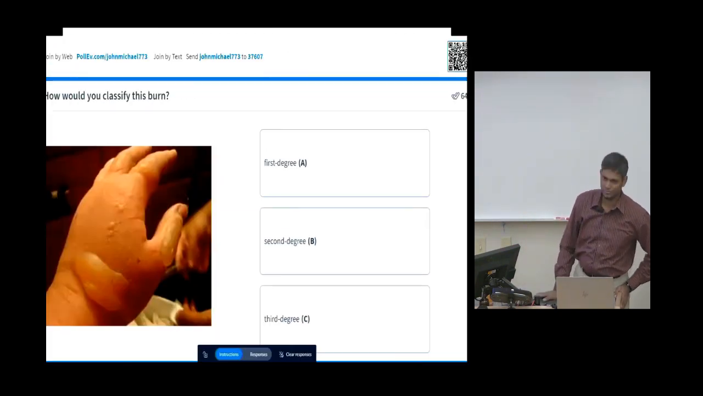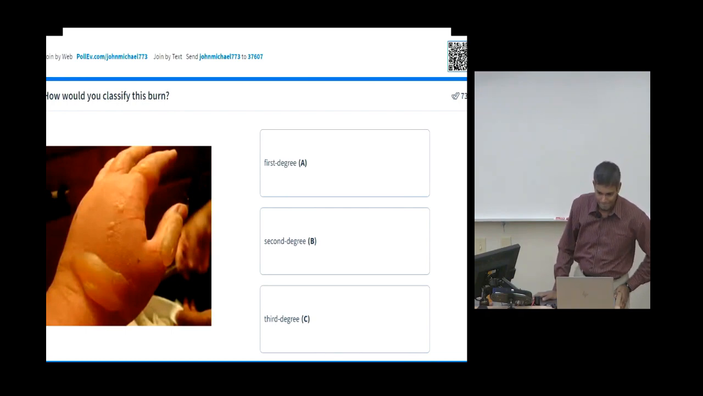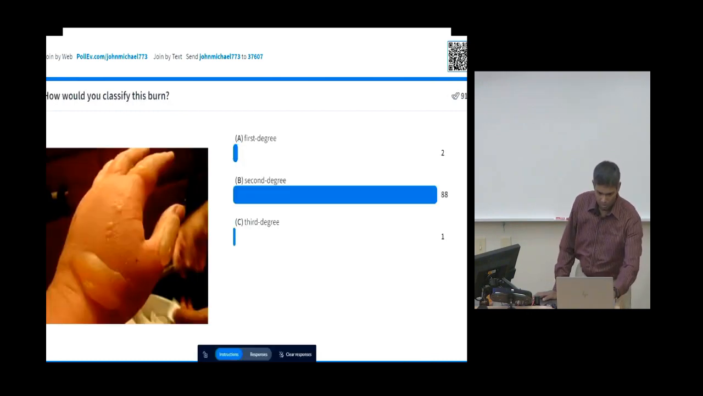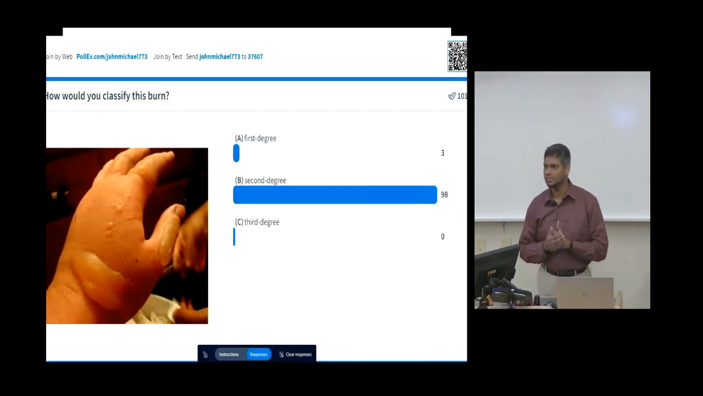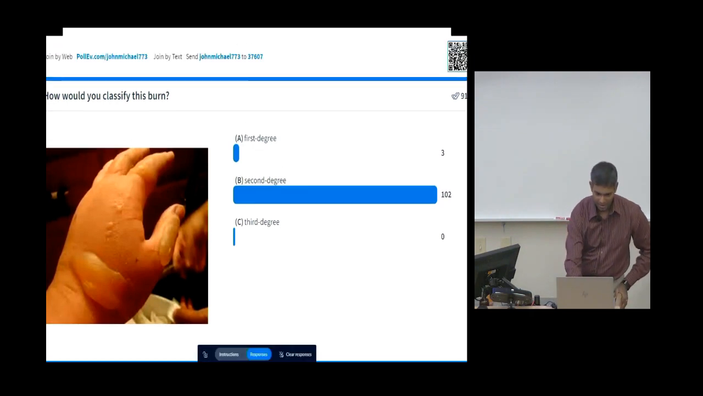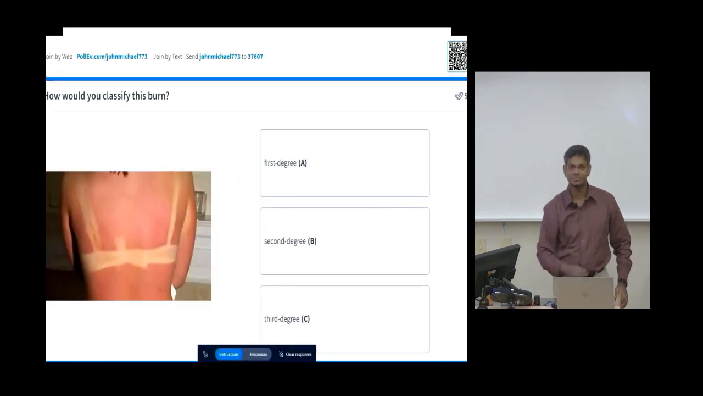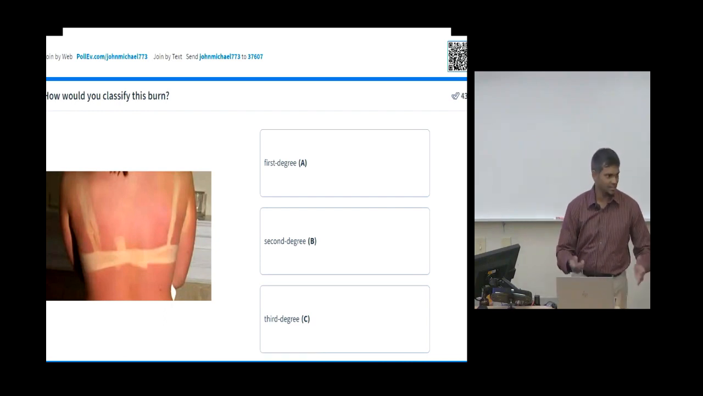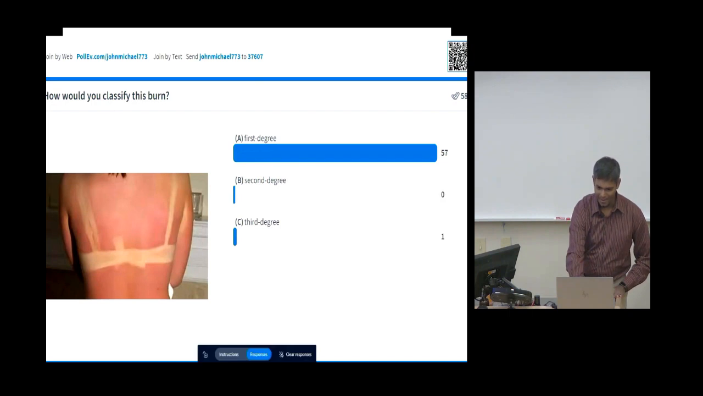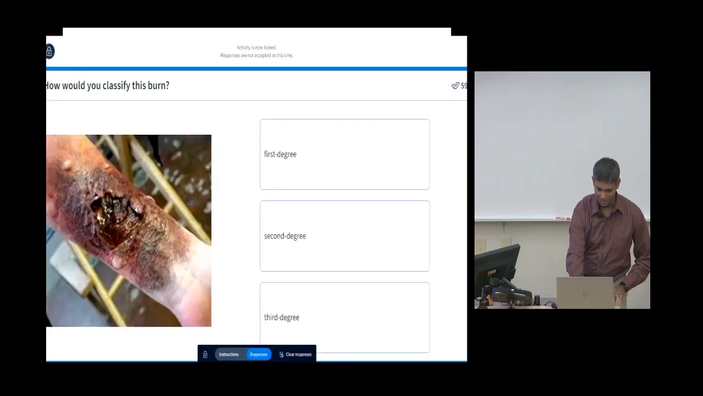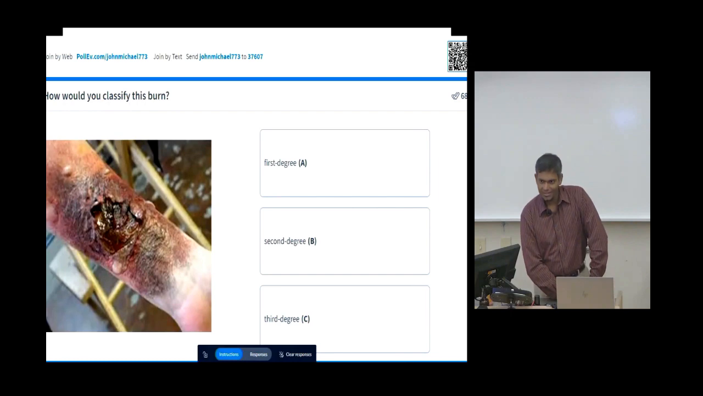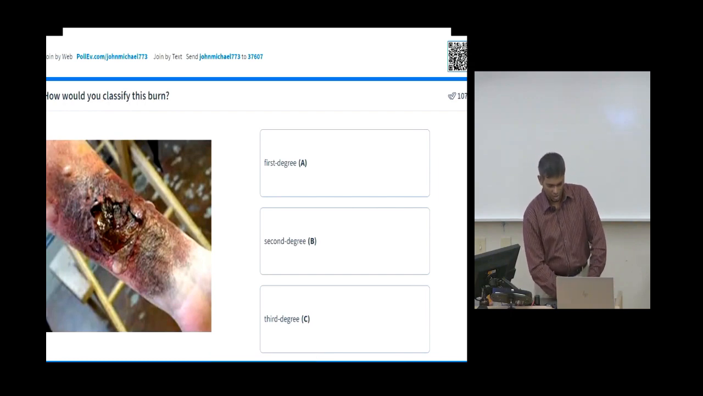So what do you think? This is 1, 2, or 3? First, second, or third? Okay, most of you said second degree, and it's because of the blisters. Very good. And what about this one? First degree, because it's just a sunburn, right? And the last one, what about this? Third degree burn, right? Because the skin is charred.